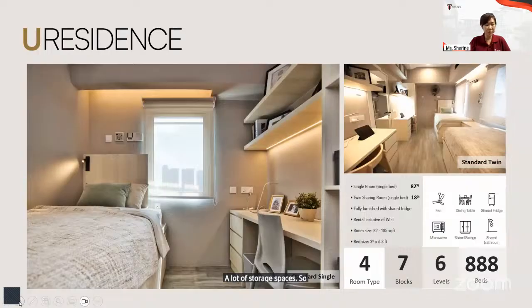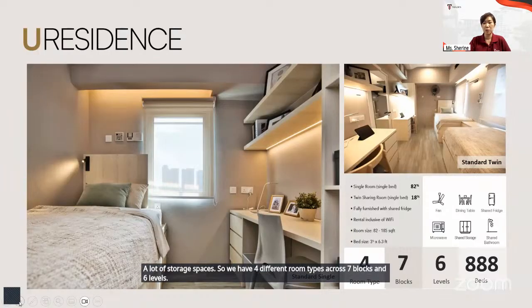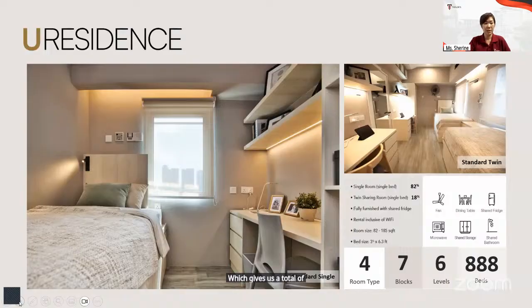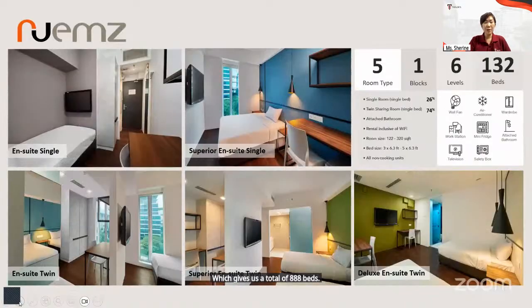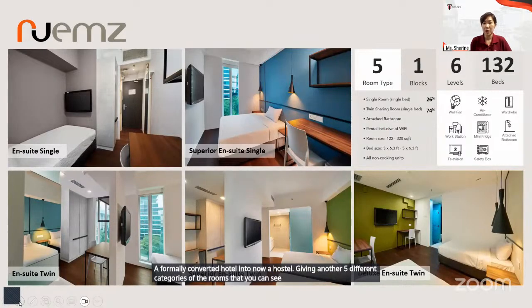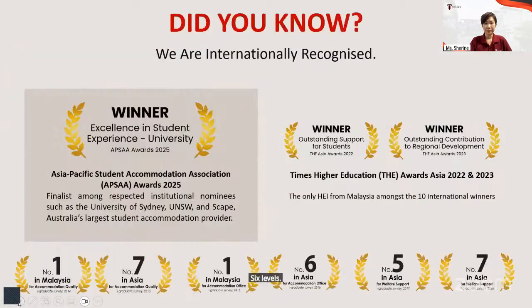So we have 4 different room types across 7 blocks and 6 levels, which gives us a total of 888 beds. And for the remaining 132 beds, we have rooms which were formerly a hotel converted into a hostel, giving another 5 different categories of rooms that you can see on my screen here across 1 block, and also 6 levels.